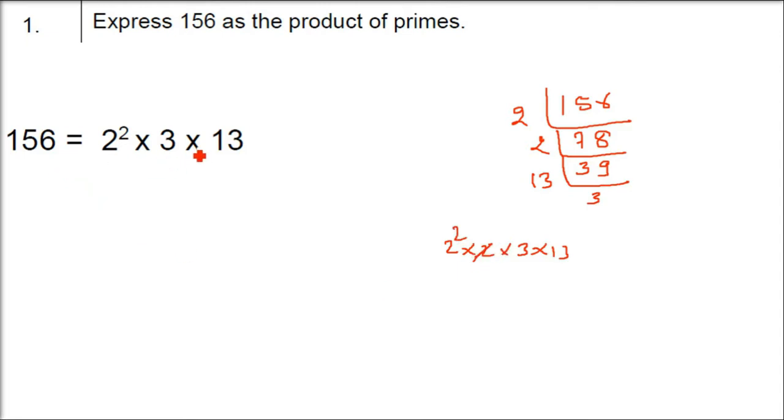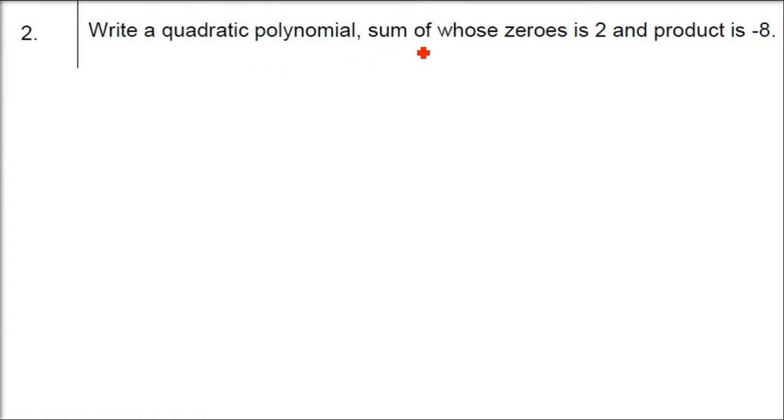So 2 square you can write here. So 2 square, 3 and 13. You see these are all prime numbers. So if you write 4 instead of 2 square, it will be wrong. So you have to write 2 square.